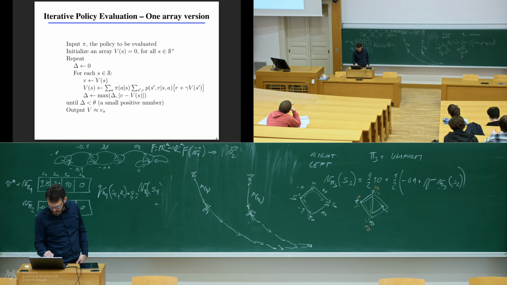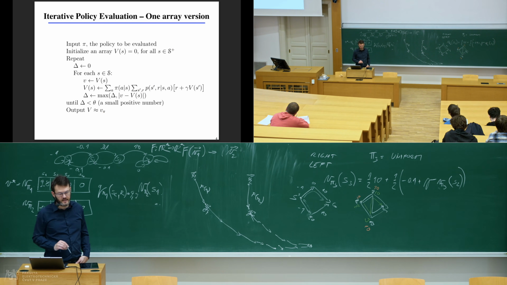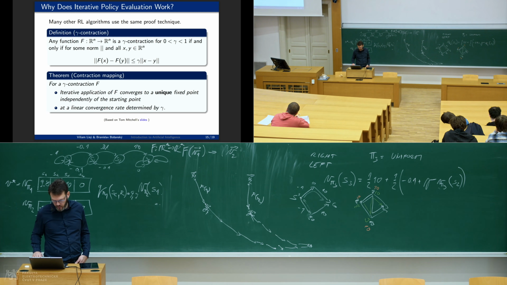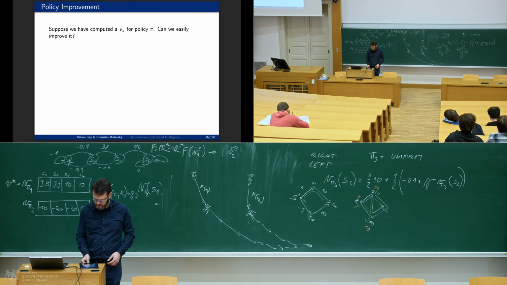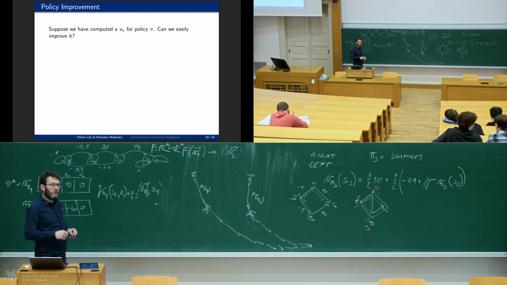For each state you will take the current value, you will update the value using the equation, and then you will update the size of the largest change you had so far, and if the largest change is below some threshold, you will end, otherwise you continue with another iteration. Okay, so that was policy evaluation.